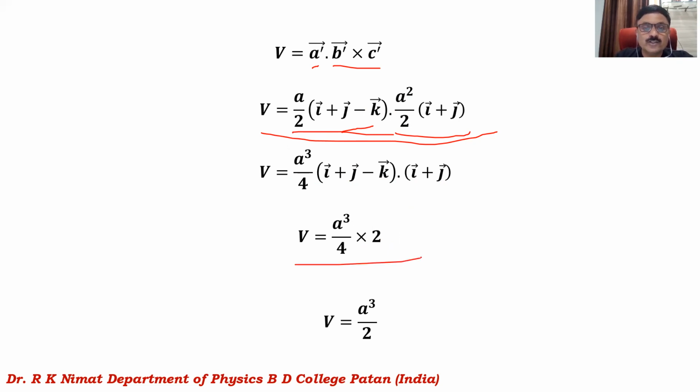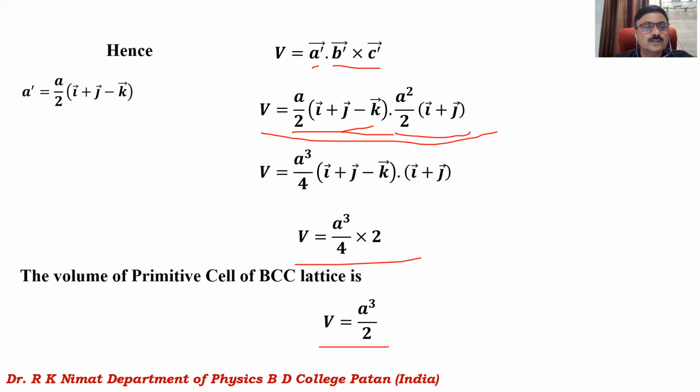So if you solve this, you will get the volume of the primitive cell of the BCC lattice. So this is the volume of the primitive cell of this body centered cubic lattice.